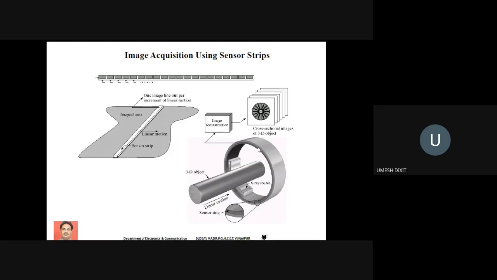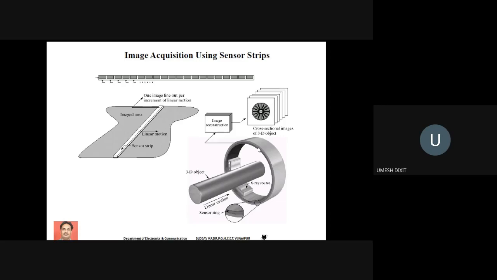Okay, so this kind of sensors we call line sensors or sensor strips. The concept is very simple. Here we are going to arrange a group of single sensors in linear fashion, so that this strip will produce at a time one line of image. But the moment the strip moves perpendicular, it produces the entire image, right?